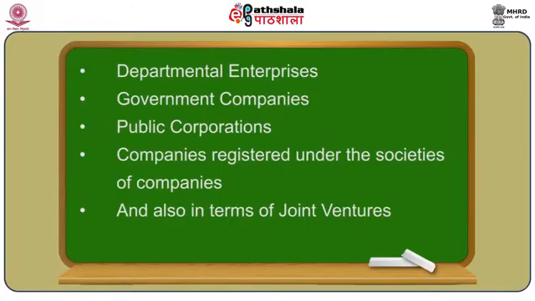Another reason may be to keep the growth of these corporations in line with the growth of the central enterprises, which have been growing very fast. The SLPs have been organized under a variety of local and legal structures by the respective states. The organizations and forms of these SLPs broadly fall under 4 or 5 major groups. These include departmental enterprises, government companies, public corporations, companies registered under the Societies Act, and also joint ventures.